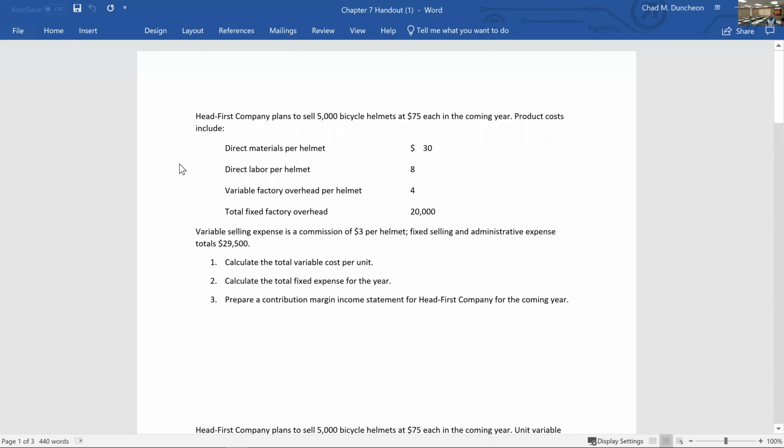All right, so all these questions are going to be about the same company. It just asks us different things about the same company. So we have this Head First company. We're going to sell bicycle helmets. We plan to sell 5,000 of them at $75 each, and it gives us our product costs broken down into direct materials, direct labor, variable factory overhead, total fixed factory overhead, and then we have some variable selling and some fixed selling and admin expenses. So first thing it wants us to do is calculate.